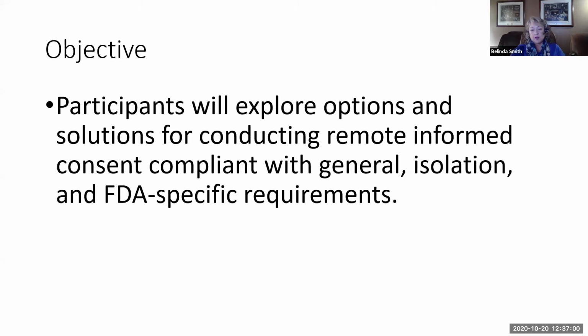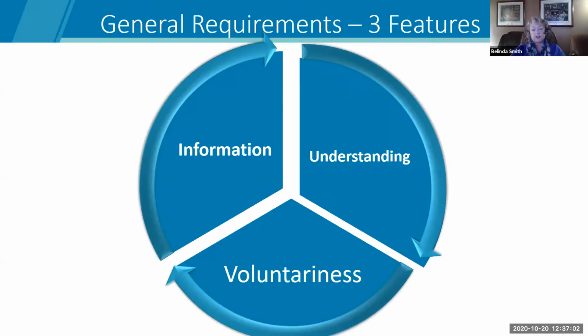Okay, so first of all, let's just look at what's the same, what's not changed. Still 3 features. You're still providing information that a reasonable person would want. That may not be 30 pages for a reasonable person, but you're providing that information, trying to promote and enhance their understanding, and also assessing understanding. So that's not changed. And then promoting voluntariness. And the arrows represent this going on throughout the entire participation process.